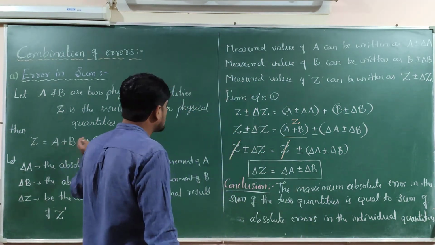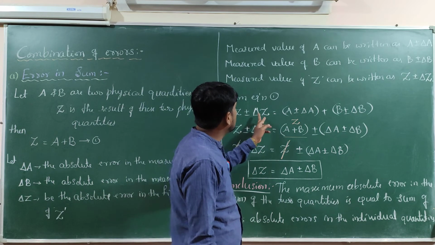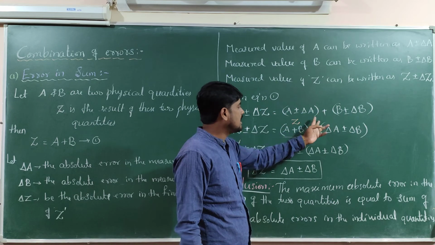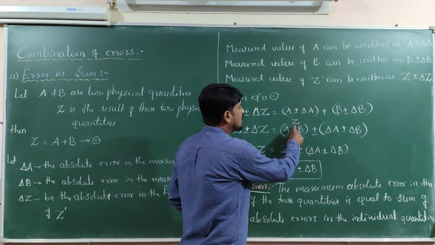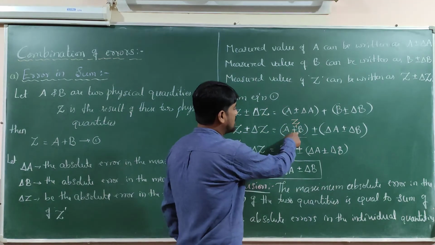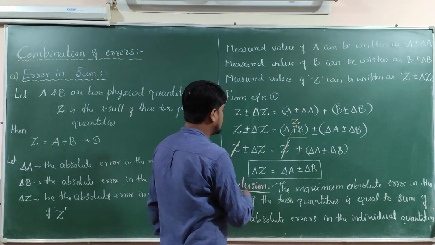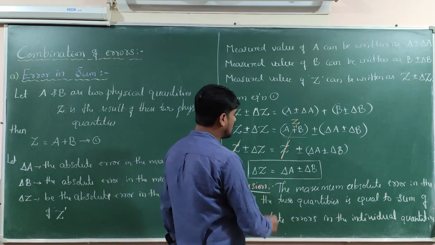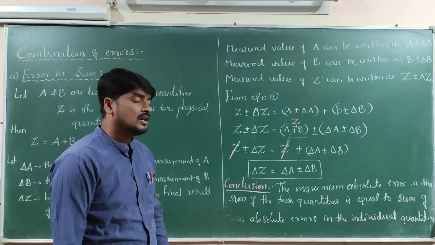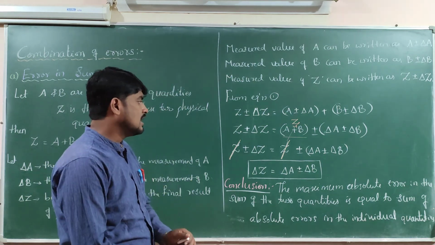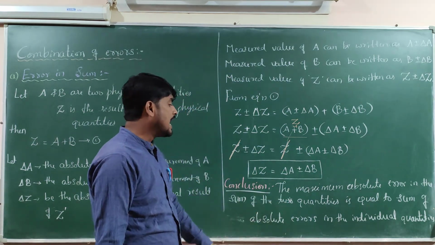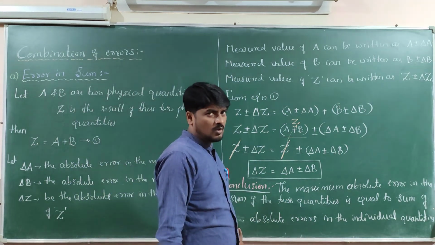Then using equation number 1, I wrote here instead of z, z plus or minus delta z. The remaining two terms are written in the same form. But a plus b is nothing but z from equation 1, that is, a plus b equal to z. I replace a plus b by z, then cancel out the z, and finally I arrive at the result: delta z is equal to delta a plus or minus delta b. Then the conclusion becomes: the maximum absolute error in the sum of the two quantities is equal to the sum of the absolute errors in the individual quantities.